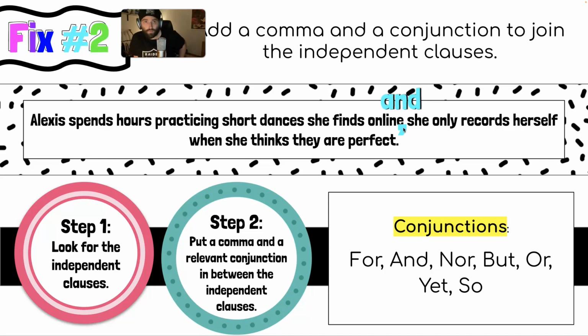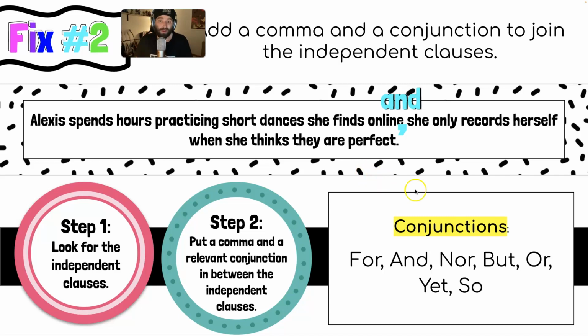All right. And so what it means when it says a relevant conjunction, that means you wouldn't say Alexis spends hours practicing short dances she finds online, nor she only records herself, or she only records herself, or for she only records herself. You could probably get away with but, and you could probably get away with so. You just want to make sure that they fit. All right. That's what that means.